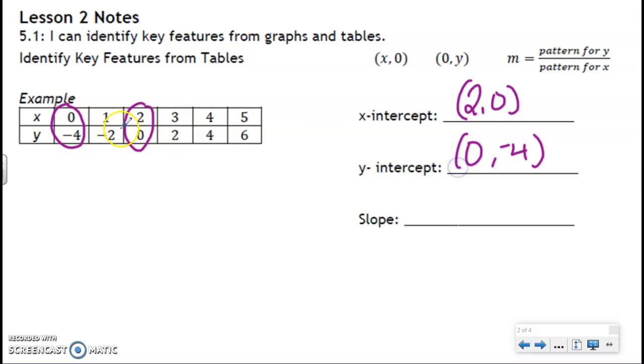Okay, so my x-intercept is 2, 0. My y-intercept is 0, 4. Easy to find, just don't get them confused. You need to find the zeros in the table.